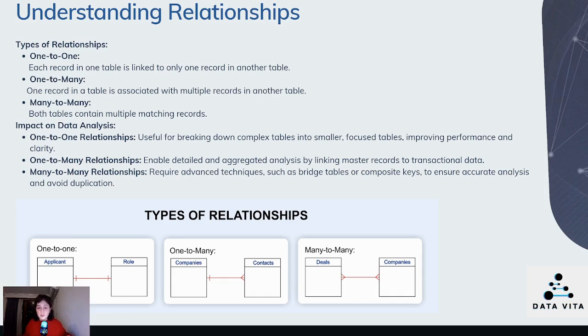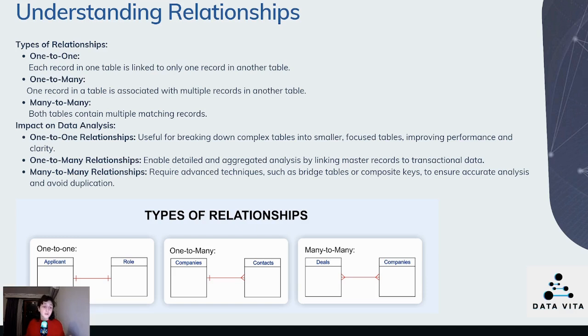We have one-to-many relationships. A record in one table is linked to multiple records in another table. It's the most common relationship type, and it's used, for example, with a customer table and an order table, to connect one customer to the records this customer has. And many-to-many relationships: both tables contain multiple matching records. It's used less frequently but is important in some scenarios.